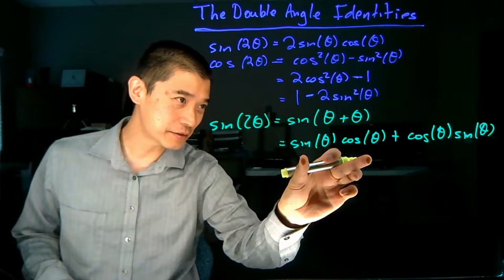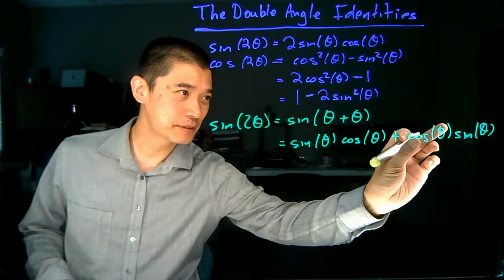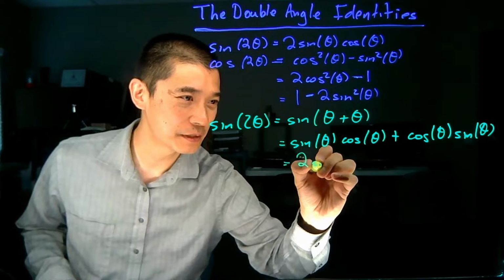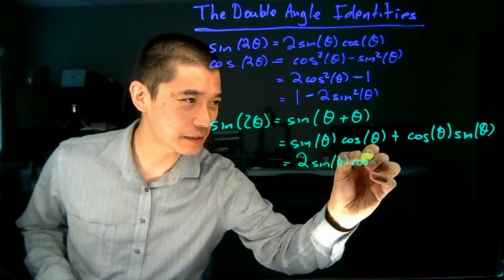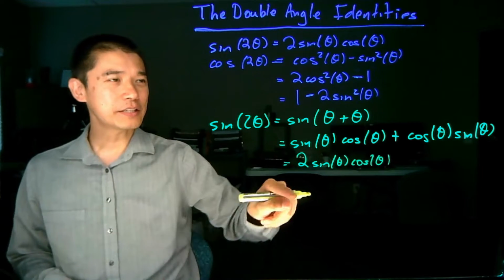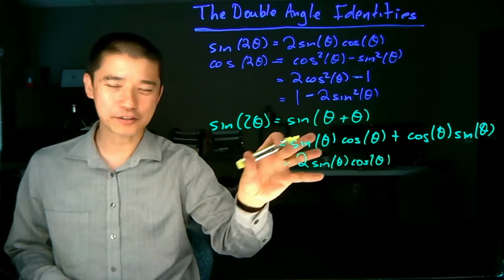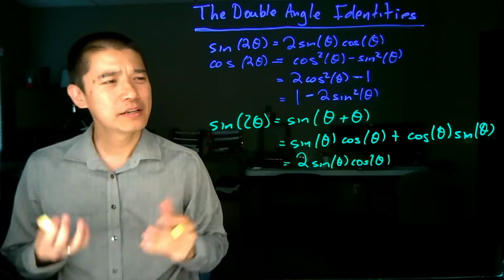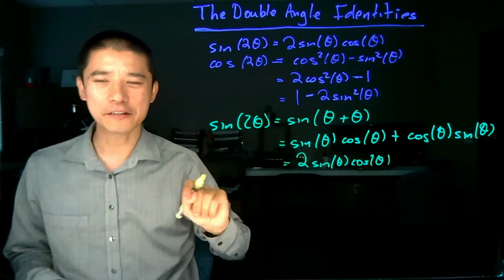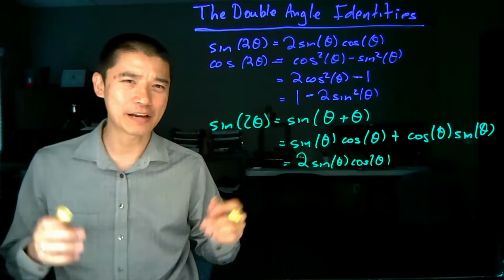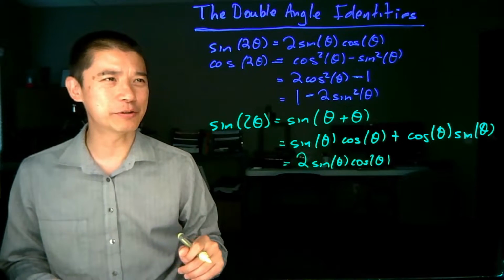Well, sine theta cosine theta, and cosine theta sine theta. The commutative property lets you swap the order, and you see that these are like terms. So we have 2 sine theta cosine theta. So technically, instead of just memorizing this as a separate formula, you could just rederive this every single time. On the other hand, this formula is used often enough that having it memorized separately is also very useful in and of itself. So you have to make your decision about how you want to do it.